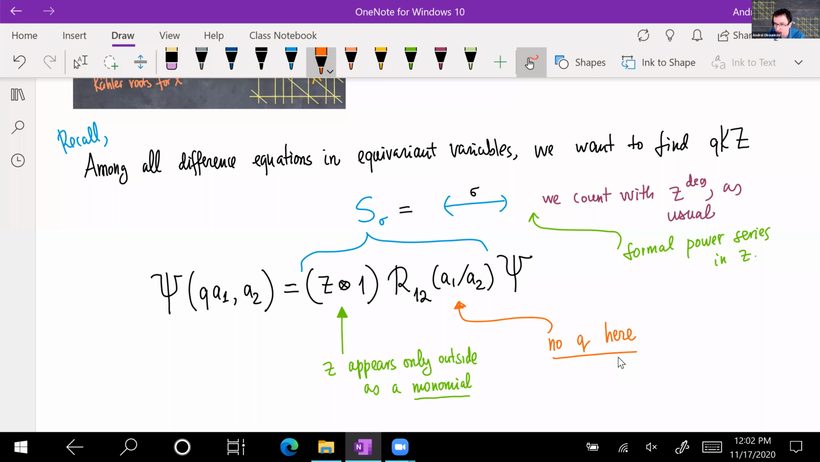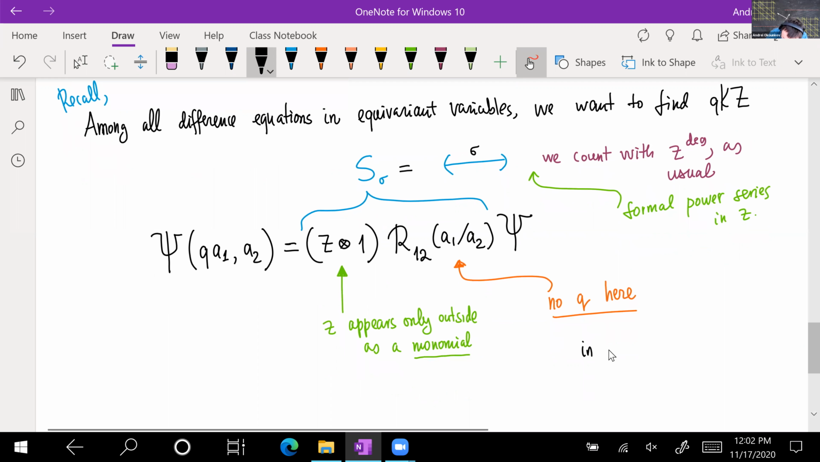If you're used to a classical treatment of Knizhnik-Zamolodchikov, maybe I'll make this remark. Classically, in Frenkel-Reshetikhin and many other sources, the Knizhnik-Zamolodchikov equation is derived in the context where q is tied to the level: q is something like h-bar to the power level, or something like that.